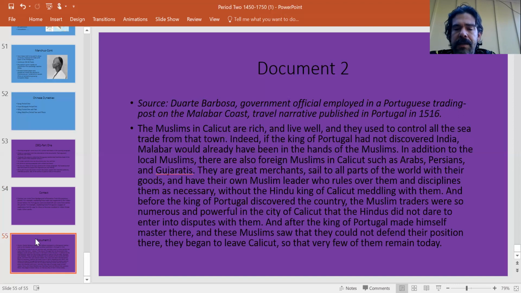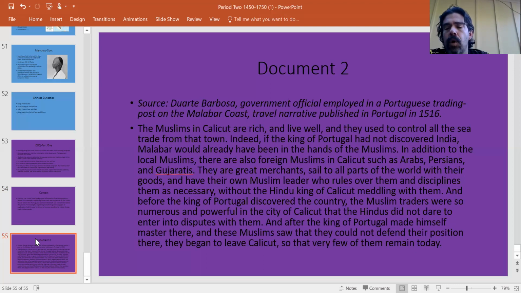They are great merchants, sail to all parts of the world with their goods, and have their own Muslim leader who rules over them and disciplines them as necessary, without the Hindu king of Calicut meddling with them. And before the King of Portugal discovered the country, the Muslim traders were so numerous and powerful in the city of Calicut that the Hindus did not dare to enter into disputes with them. After the King of Portugal made himself master there, these Muslims saw they could not defend their position there. They began to leave Calicut, so that very few of them remain today.